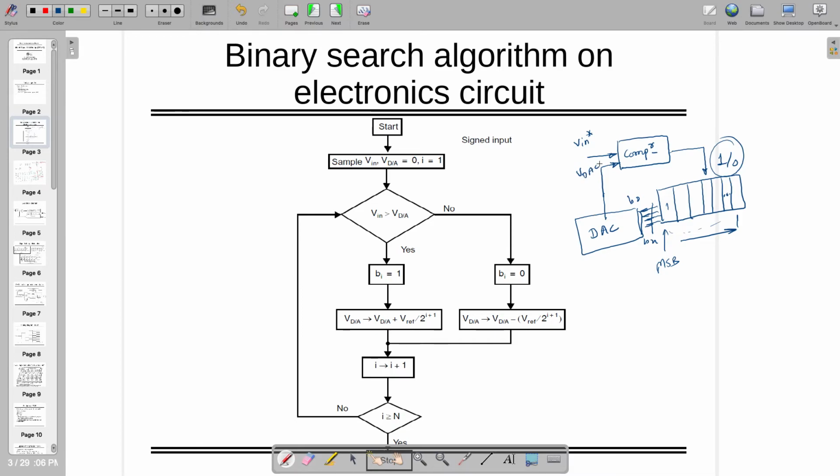Yes, Shashwat, right? So this is what is happening in SAR.